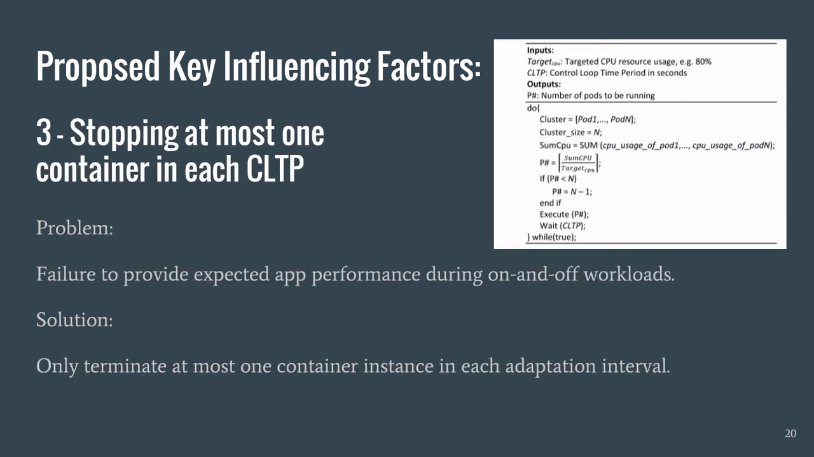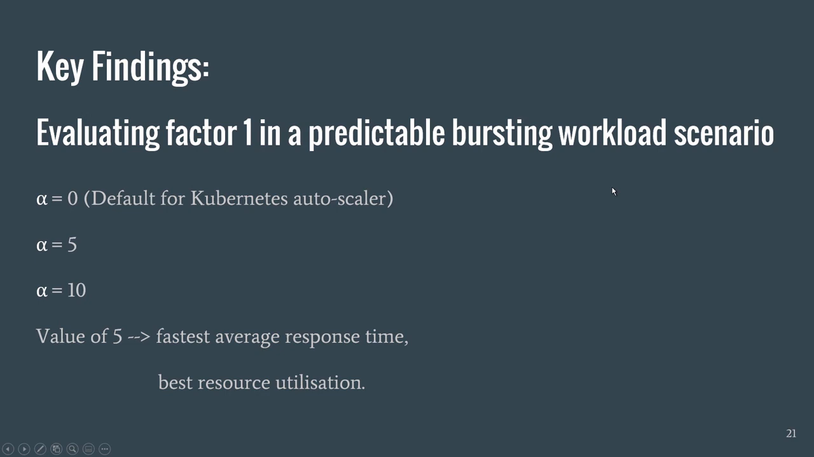So the third and last factor is stopping at most one container in each CLTP. This is because the standard Kubernetes autoscaling algorithm may fail to provide an expected application performance during on and off workloads. And so by restricting the method to only terminate at most one container instance in each adaptation, we solve this problem. The 3 factors were tested with different values, and each factor was tested in a different workload.